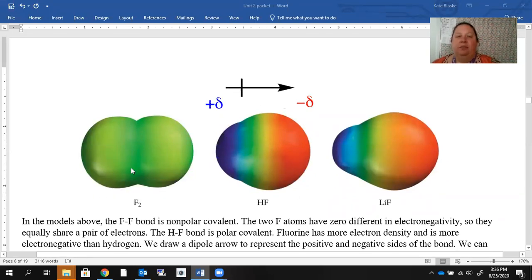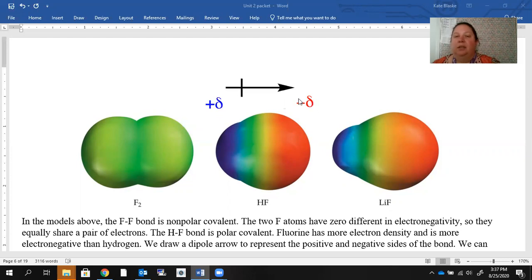In this F2 bond, the 2 fluorine atoms have the same electronegativity. They're not going to be fighting over sharing these electrons. They both want these electrons equally. So this would be considered a non-polar covalent bond. In HF, this is considered a polar covalent bond. Fluorine has a higher electronegativity than hydrogen does, which means it's going to pull that electron density more towards the fluorine. We write this with a little delta negative sign.